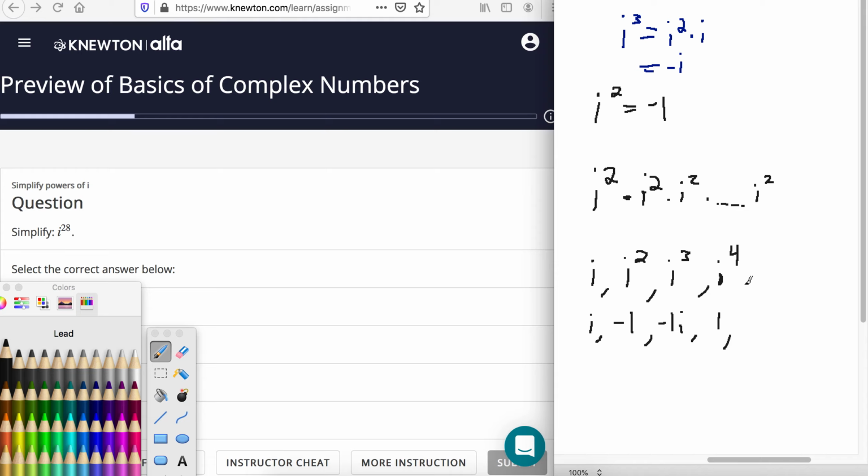So you can see the loop happening again, right? I to the fifth is i, because it's i to the fourth times i. I to the sixth is going to be -1. I to the seventh is going to be -i. And then one more, i to the eighth, is back to +1. So the loop keeps going.